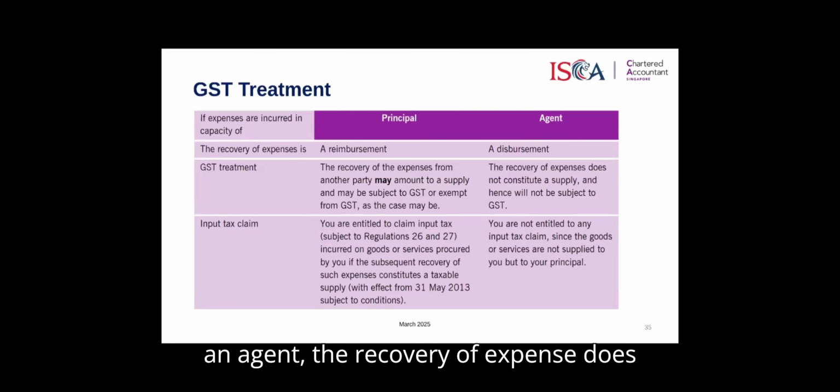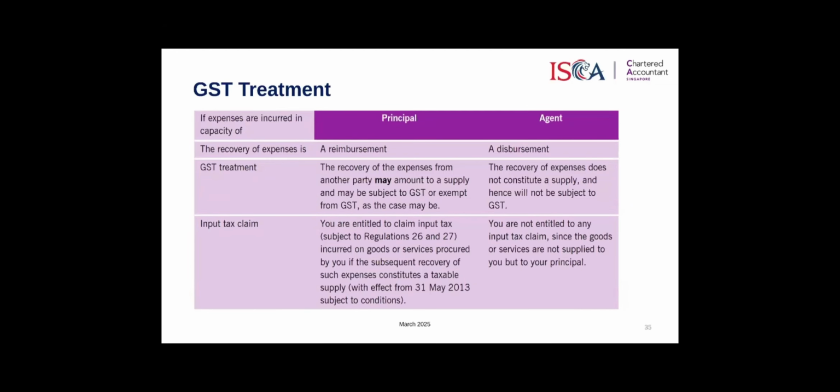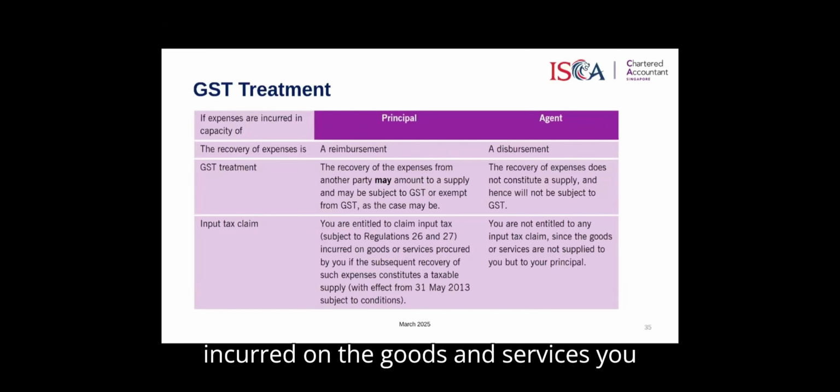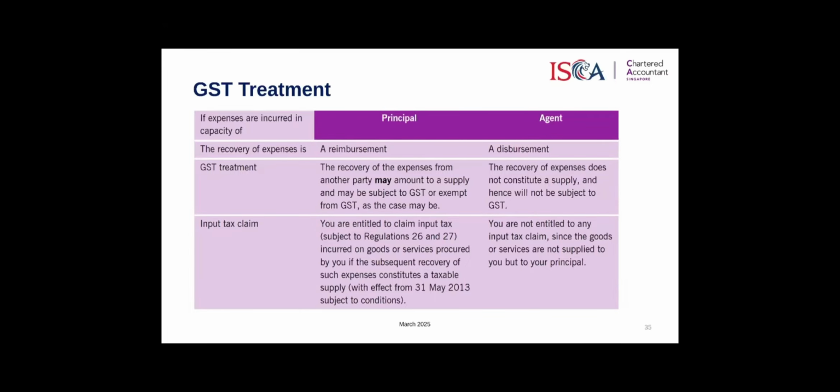For an agent, the recovery of expense does not constitute a supply, and therefore GST will not need to be considered. As for the input tax claim, you are entitled to claim the input tax subject to Regulations 26 and 27 incurred on the goods and services you procured in your capacity as the principal if the subsequent recovery of such expense constitutes a taxable supply, and that is with effect from 31st May 2013. However, in the capacity of an agent, you are not entitled to any input tax claim on the expenses you incur, as the goods or services are not supplied to you, but to your principal instead.